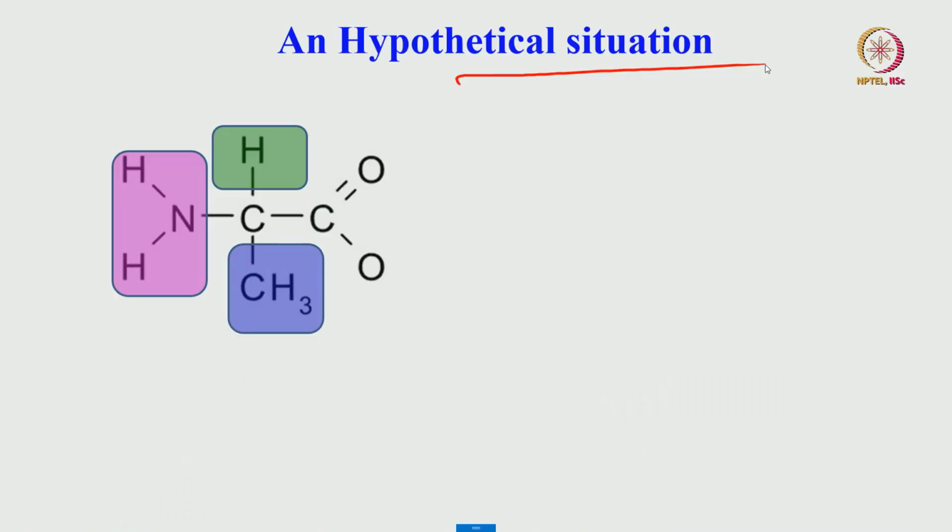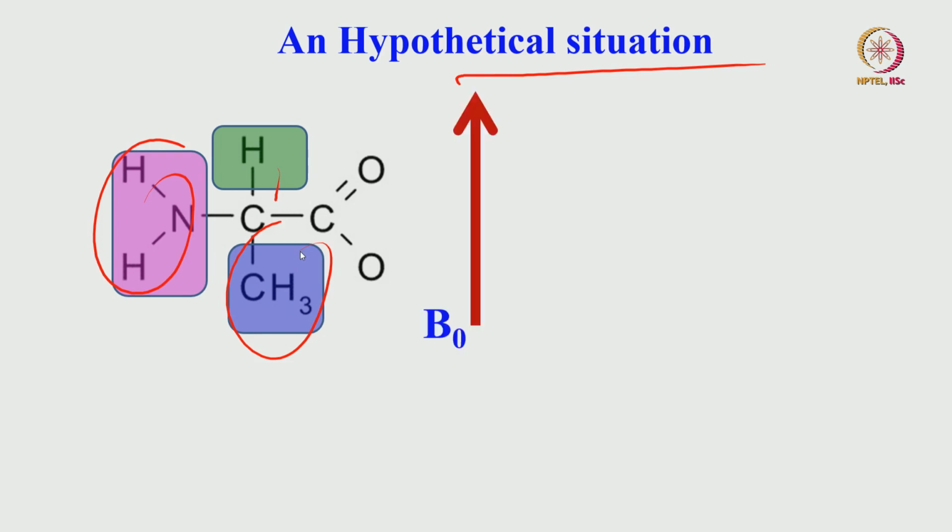For example, consider a hypothetical molecule like this. I am showing you a hypothetical molecule, and in it I have 3 functional groups put in 3 different colors: green, purple and blue. These are CH proton, NH2 and CH3. What is my resonance condition? Let us say I put this molecule in a strong external static magnetic field, B naught.